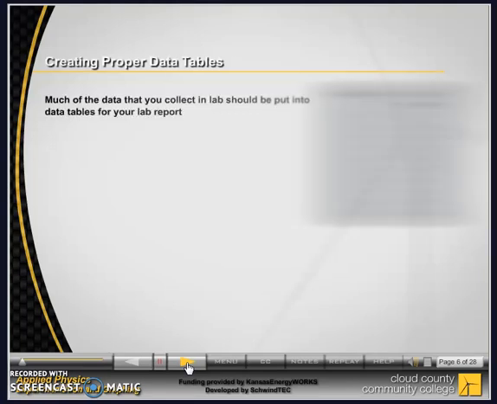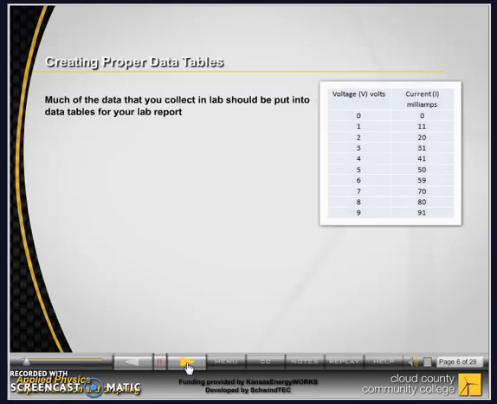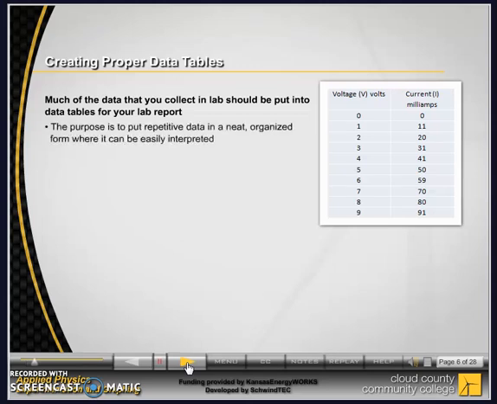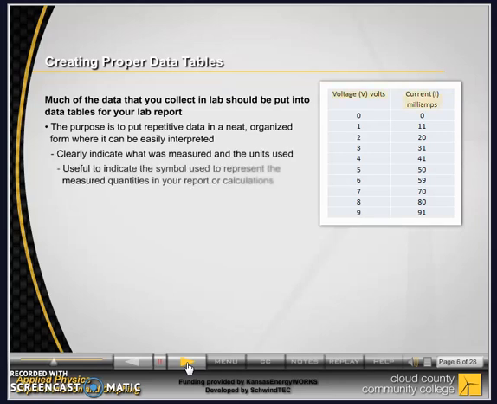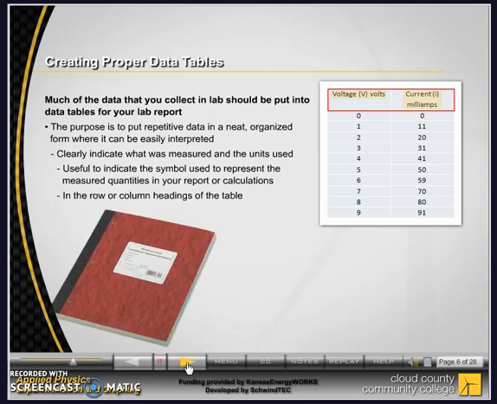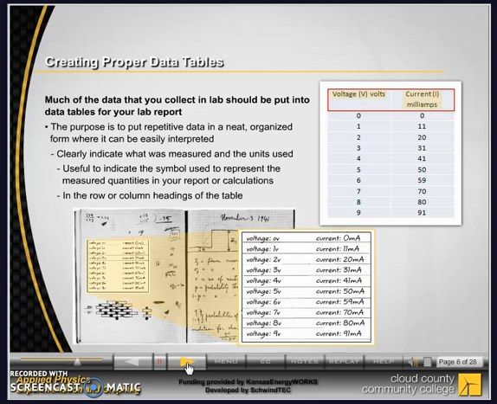Much of the data that you collect in lab should be put into data tables for your lab report. The purpose of a data table is to put repetitive data in a neat, organized form where it can be easily interpreted. A properly written data table should clearly indicate what was measured and the units that were used. It is also useful to indicate the symbol that will be used to represent the measured quantities in your report or calculations. This information is indicated in the row or column headings of the table, not in the body of the table itself.